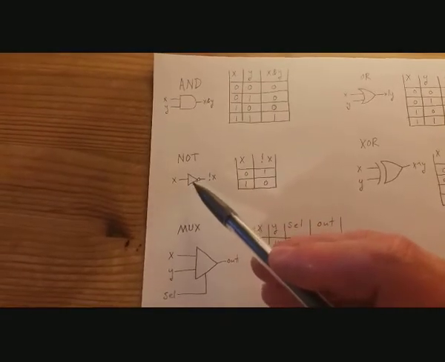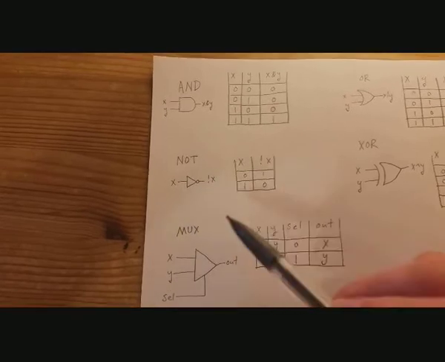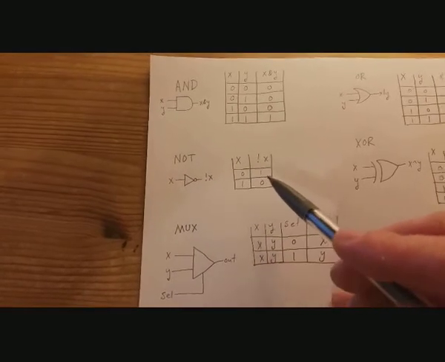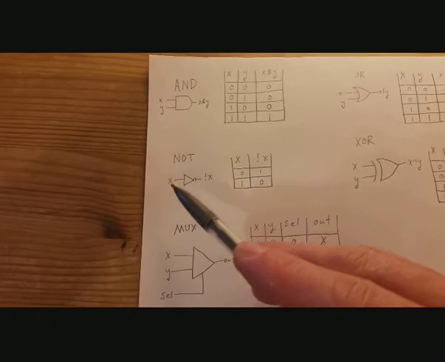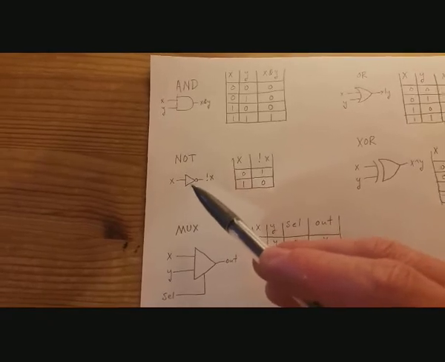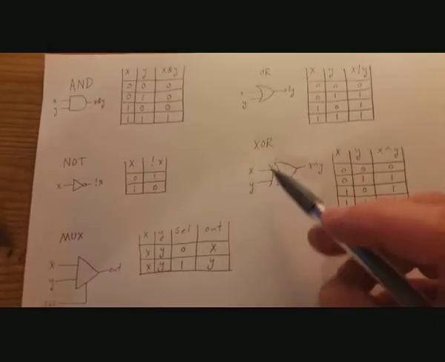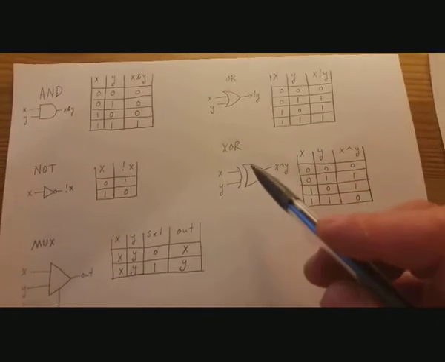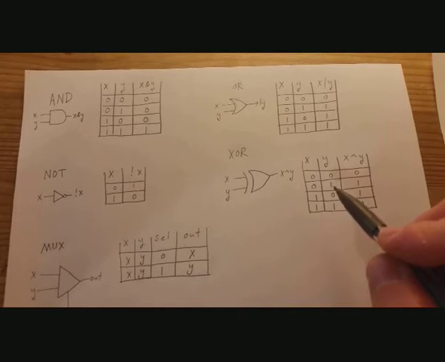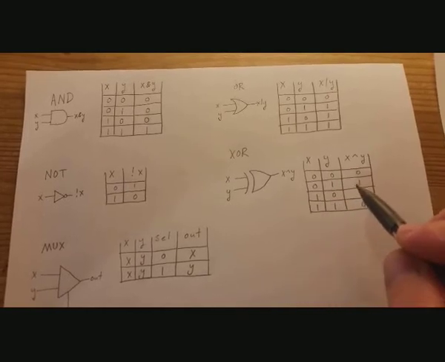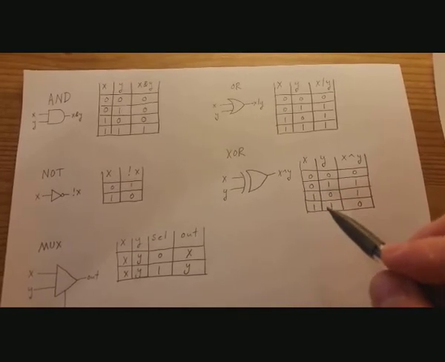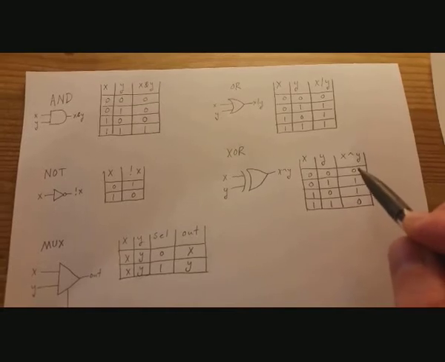For NOT, we've got this smaller triangle with a bubble on the end. It takes 1 rather than 2 inputs and flips the bit. There's the XOR. That's going to take the exclusive OR, so only when they're different do you get a 1. If they're the same, whether 0 or 1, you get a 0.